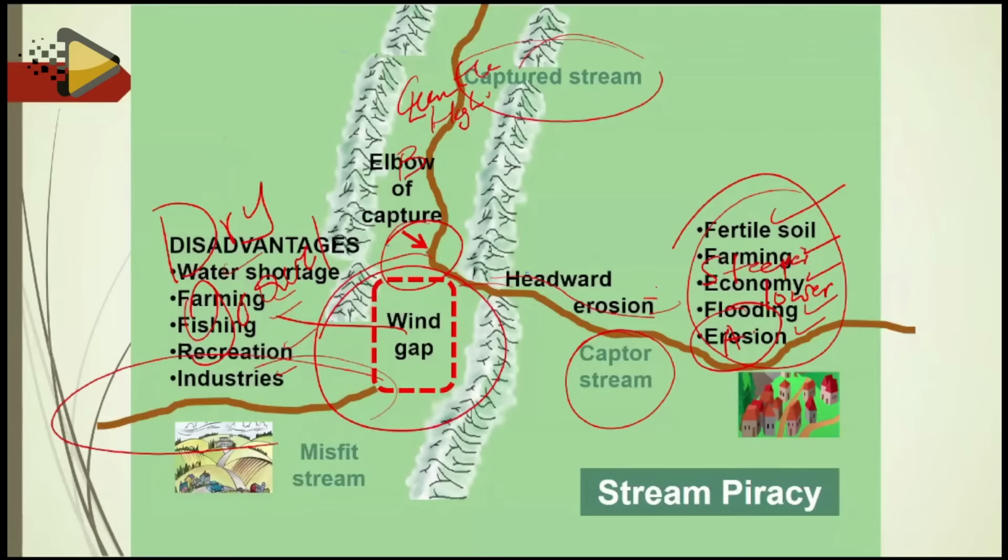But sometimes the examiners don't want to know about the impacts on the people living downstream at the misfit or the captor stream. Sometimes the examiner will ask you to give the impacts of this process on the rivers themselves. What is the impact of river capture? What is the physical impact? So what will happen to the river itself?